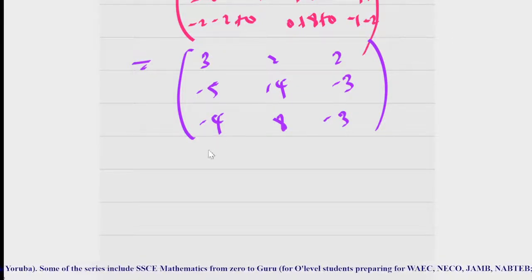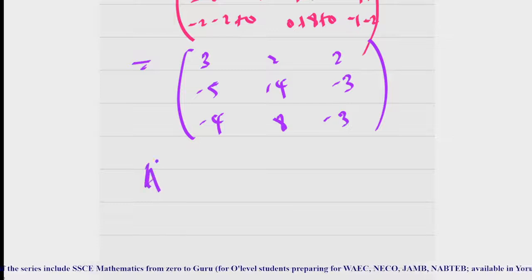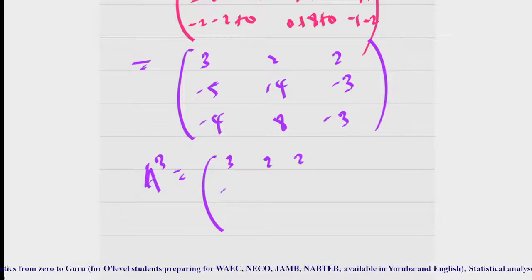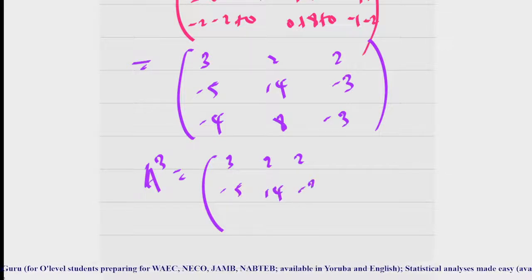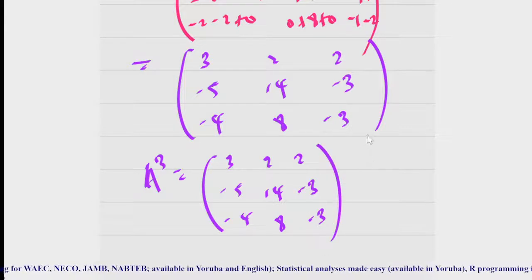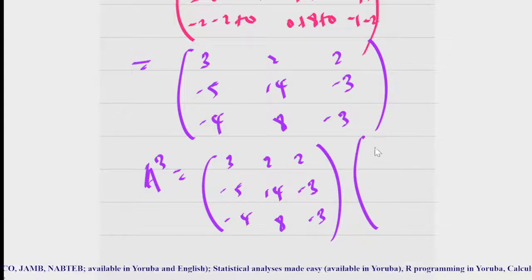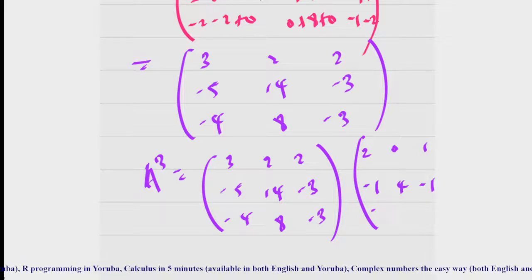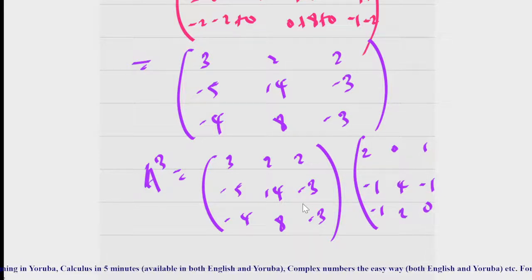So you still multiply this guy by A to have your A cube. Your A cube will be 3, 2, 2, minus 5, 14, minus 3, minus 4, 8, minus 3. We have to ensure we don't make a mistake. And what is my A again? 2, 0, 1, minus 4, minus 1, 4, minus 1, minus 1, 2, 0. I hope you understand now.